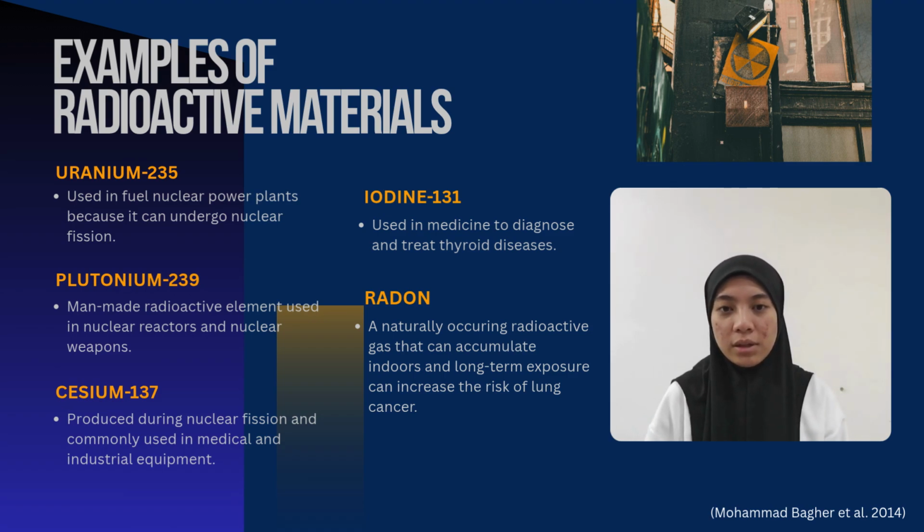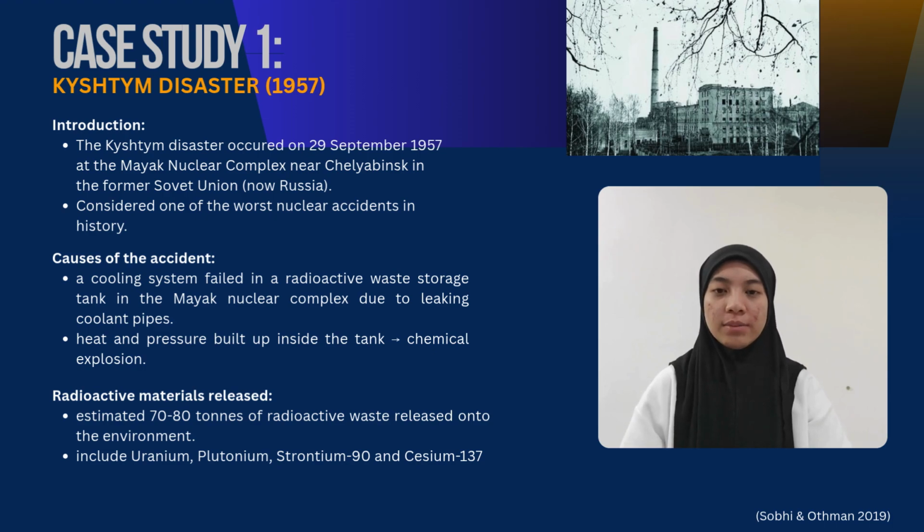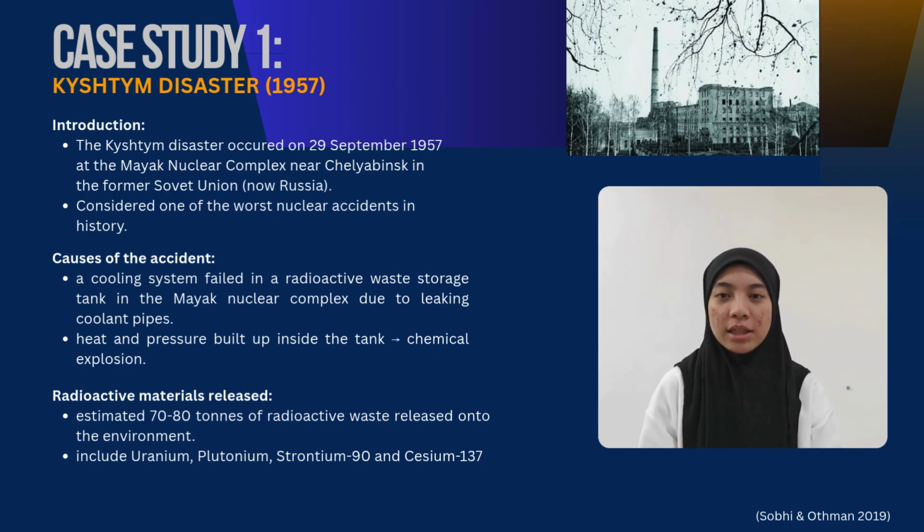The last one is radon. Radon is a naturally occurring radioactive gas. It can build up inside homes and buildings, especially in places with poor ventilation, and long-term exposure can increase the risk of lung cancer. Now, let's move on to our case study, the Kyshtym disaster of 1957.